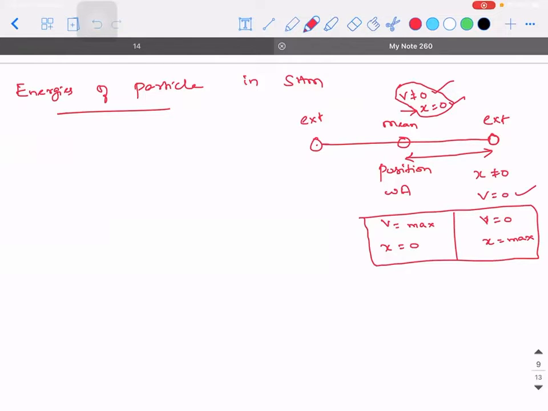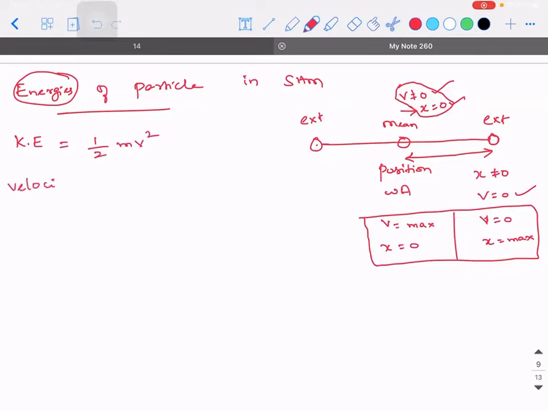Sir, could you repeat the question? What is the energy associated when a particle has velocity? Kinetic energy, sir. So when I say energies, the particle has kinetic energy whose value is given as half mv square. Correct?